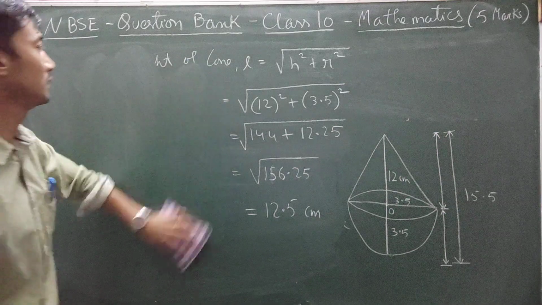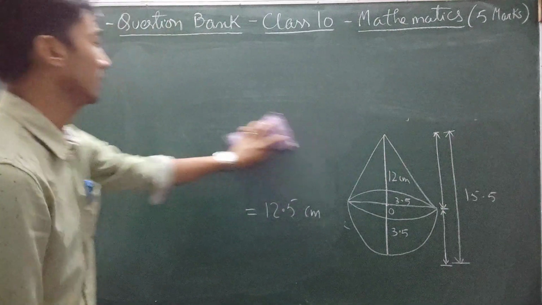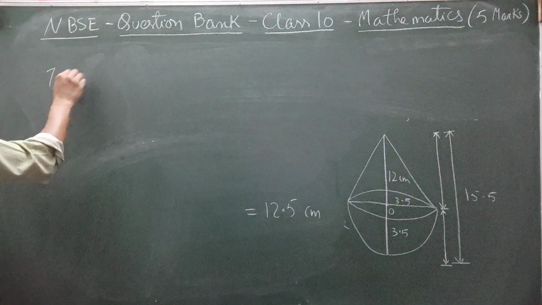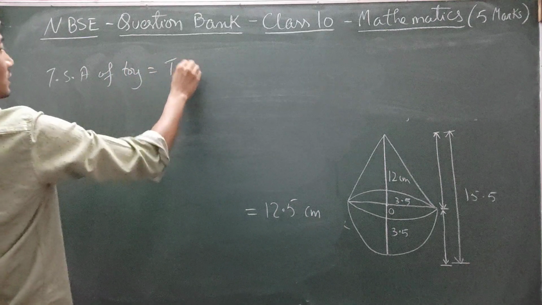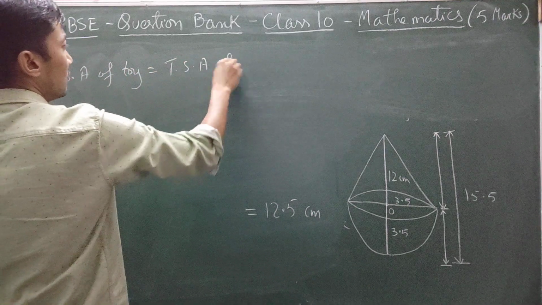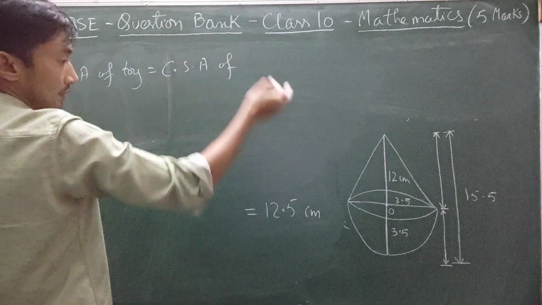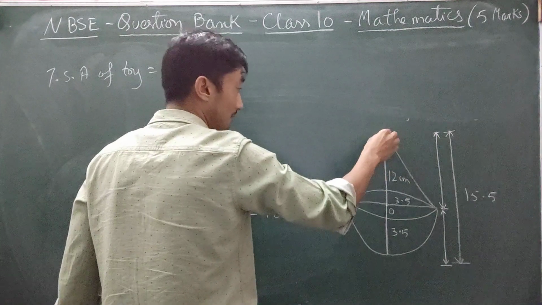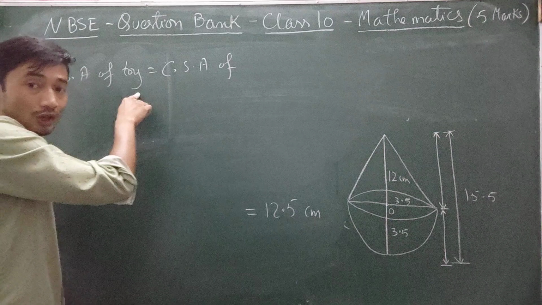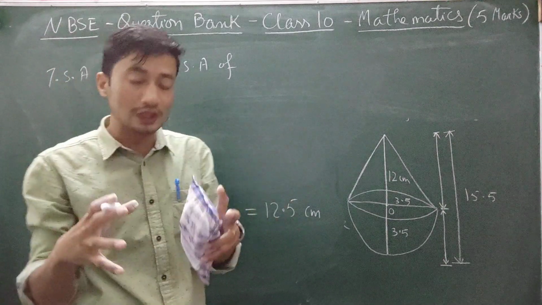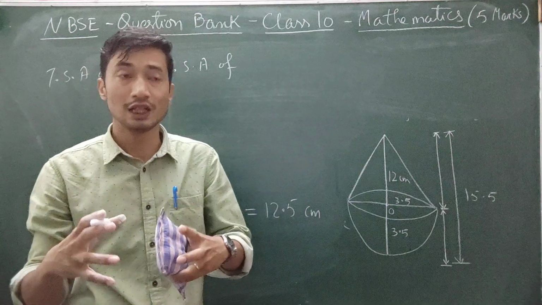Now let's find out the total surface area of our toy. The question says total surface area of the toy. Why? Because the toy is a combination of two figures, so when you go for the surface area, it will be the total of both.